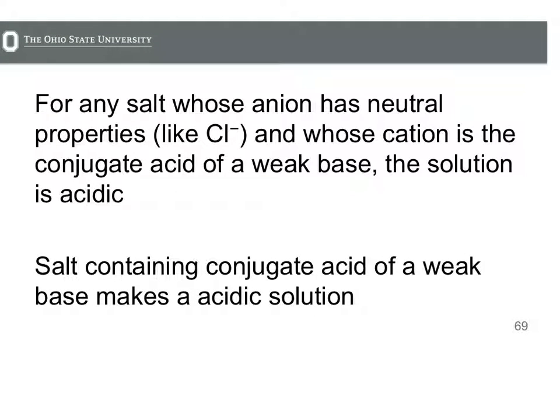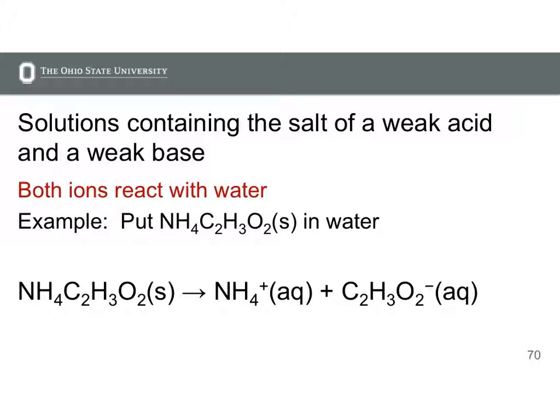Again, to summarize this, if you have a salt with an anion that has neutral properties, like chloride or bromide or iodide, and whose cation is the conjugate acid of a weak base, then the solution will be acidic. So salts containing the conjugate acid of a weak base make an acidic solution.